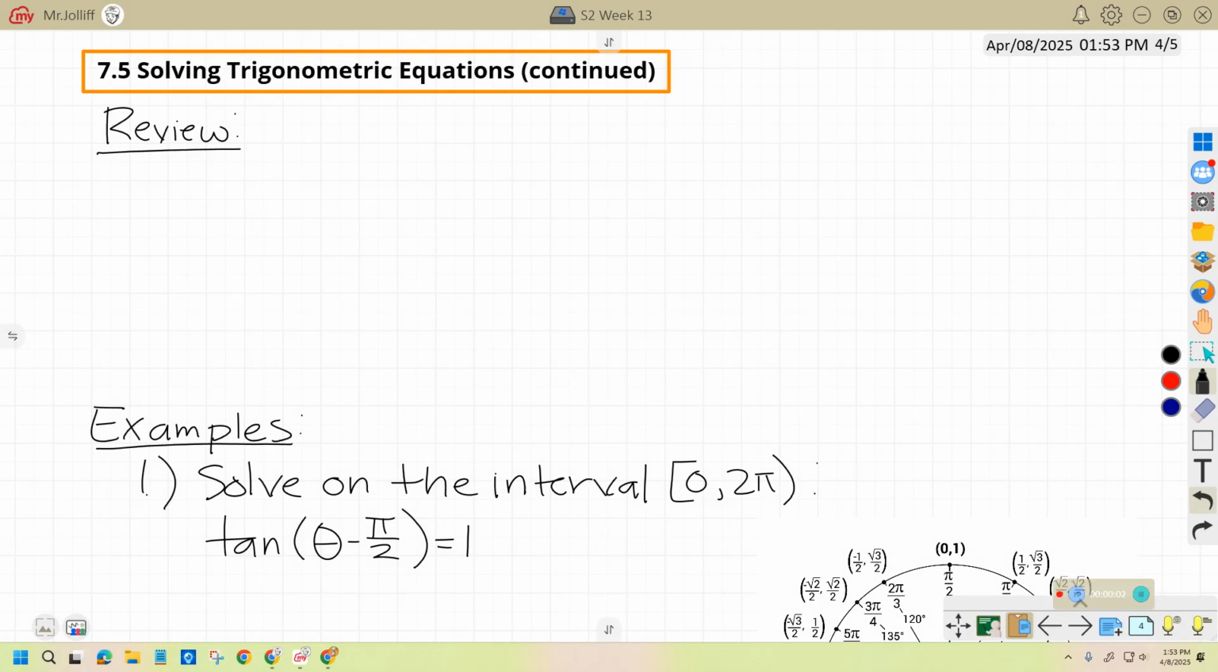Came a little prepared. So, a review of the steps we use.